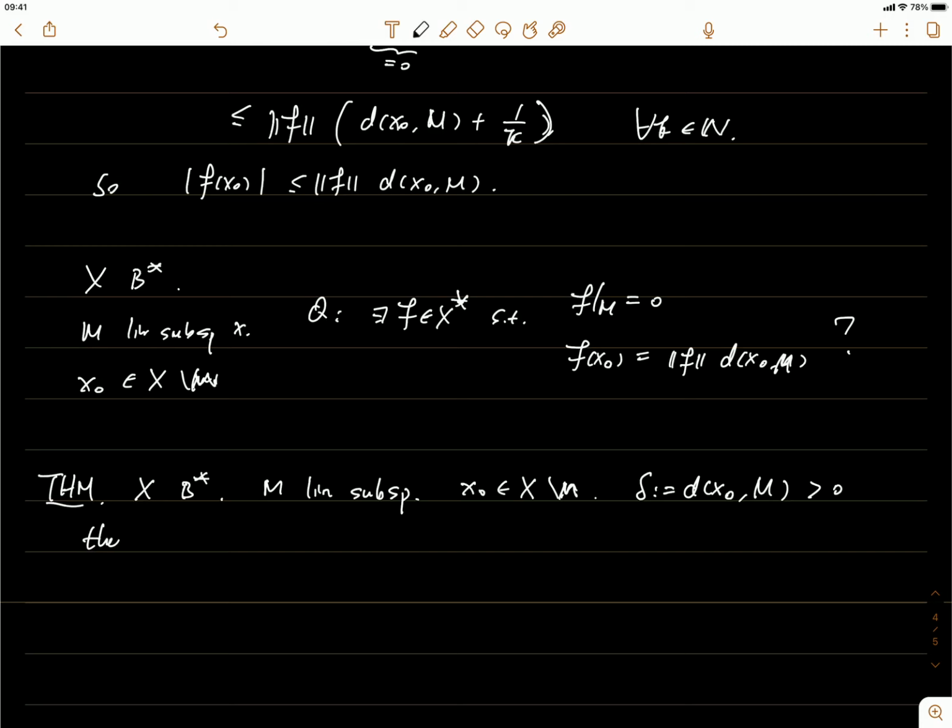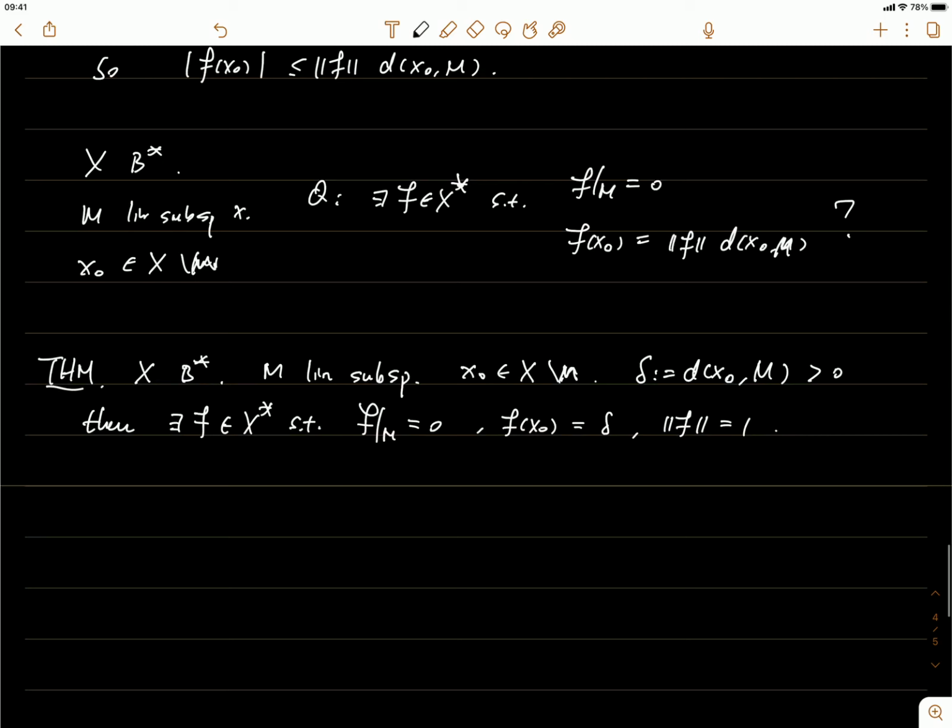Then there exists some f in X star such that f, when we restrict to M, is just 0, and also f of x naught is equal to the distance, and also f takes the norm 1. In this case, you can see the norm will be just 1, and f of x naught is just equal to delta. That's the claim we can make. Let's see how to prove this.